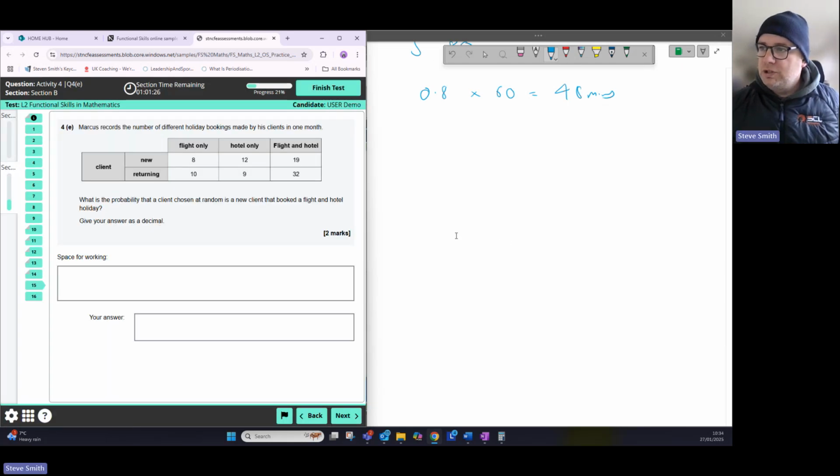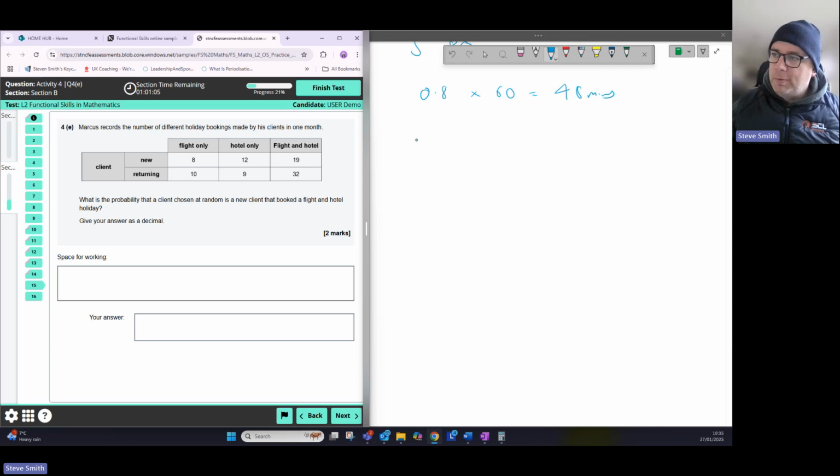2 marks. Marcus records the number of different holiday bookings made by his clients in 1 month. What is the probability that a client chosen at random is a new client that booked a flight and hotel holiday? Give your answer as a decimal. So we're not asking for a fraction. This one's actually specifically said a decimal.